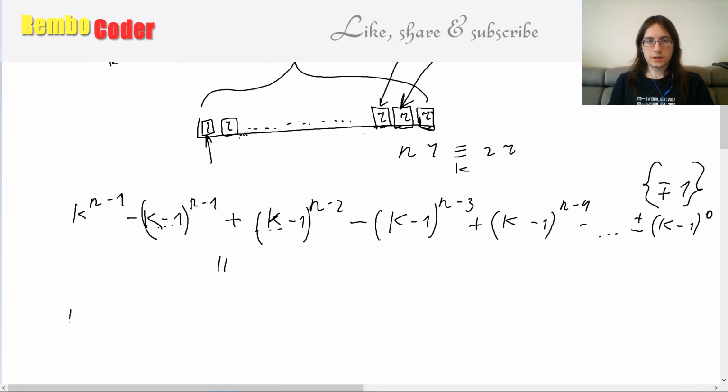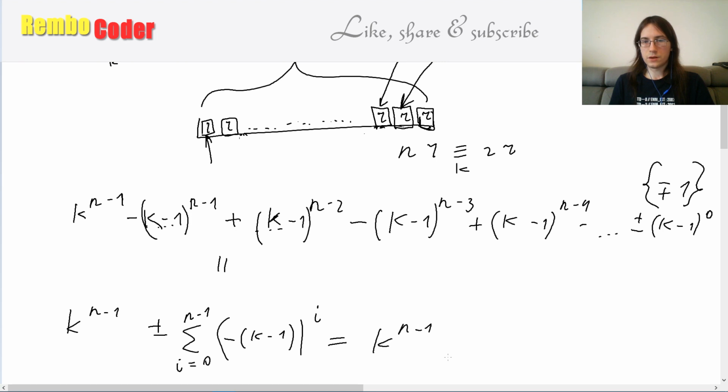You can rewrite it as k to n-1 plus minus the sum from 0 to n-1 of negative (k-1) to the power of i, which is equal to k to n-1 plus minus the sum of (1 minus k) to the ith power from 0 to n-1, where this plus minus is the same sign that was used here, because (1 minus k) to 0 is 1, and it must have the same sign as it has here.